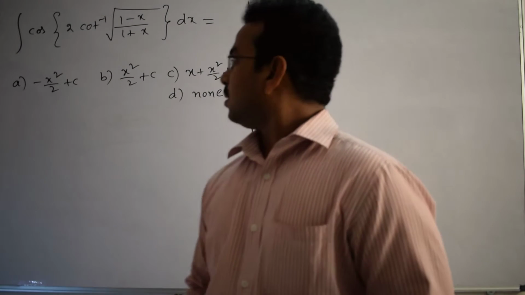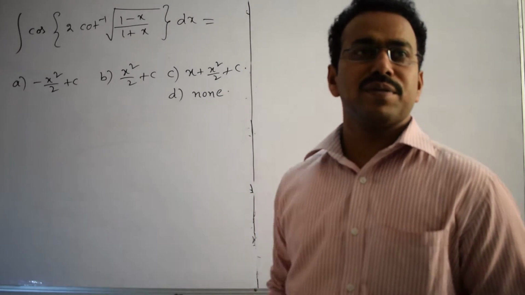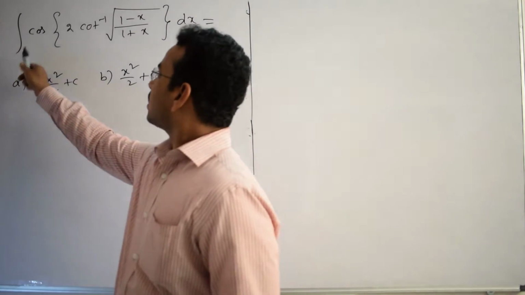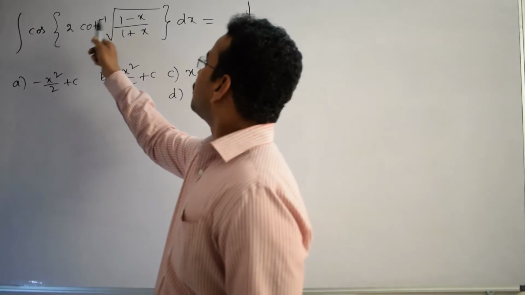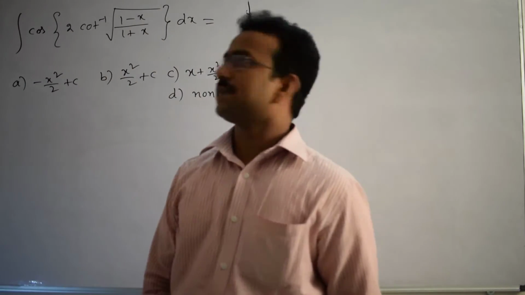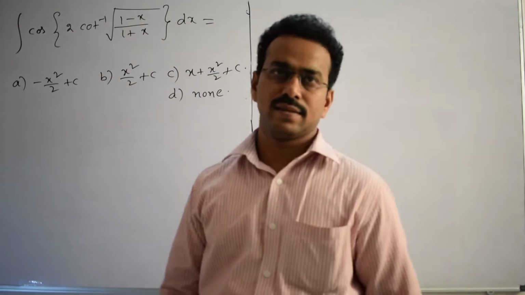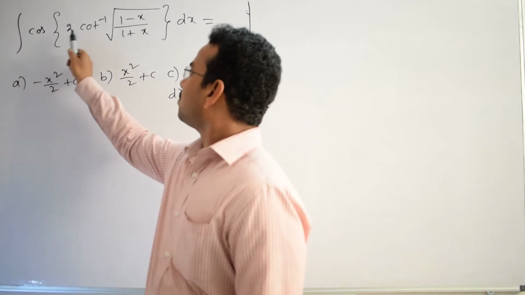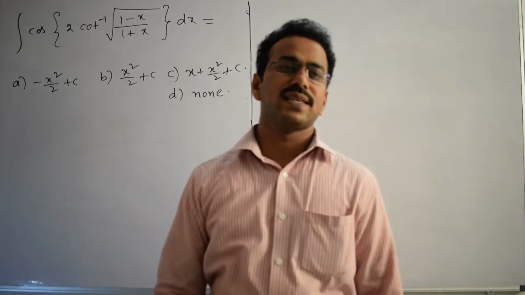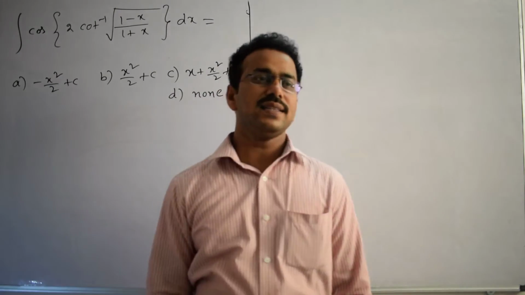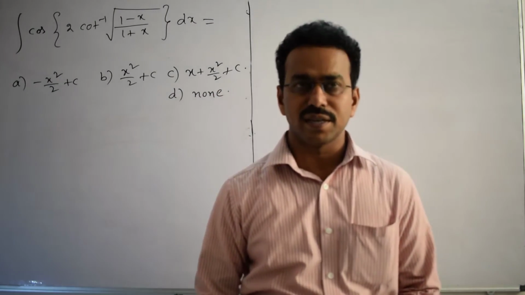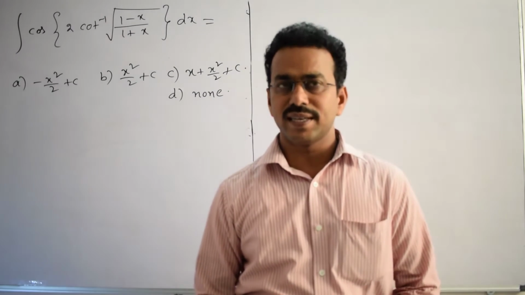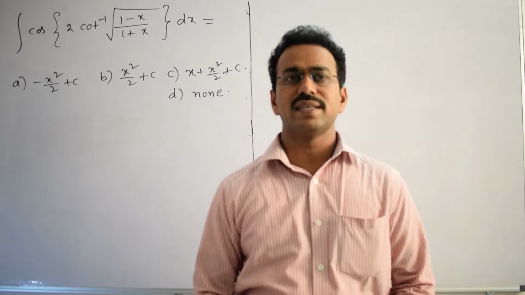Let's discuss the solution of the given integral. Here, what is the given integral? Integral cos of 2 cot inverse square root of 1 minus x by 1 plus x dx. Here in the given integral, what is the integrand? Cos of 2 cot inverse square root of 1 minus x by 1 plus x. Clearly, this is an inverse trigonometric function. Now, first we will simplify the integrand and then we will evaluate the given integral.